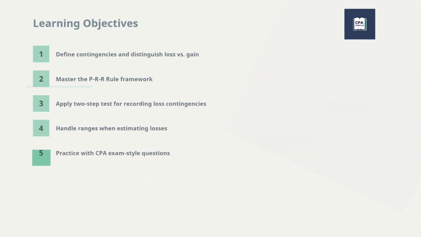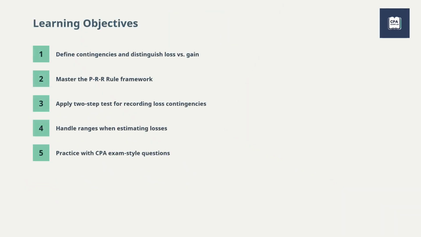We are going to learn to distinguish between a loss contingency and a gain contingency. The exam loves to test the differences. The PRR rule is very important. If you cannot remember anything from this session, just remember this one. We are going to learn how to apply the two-step tests for recording loss contingencies. In the exams, you might remember that they usually give you an estimate, so we are going to learn how to handle the ranges. And then we are going to have some CPA exam style questions.